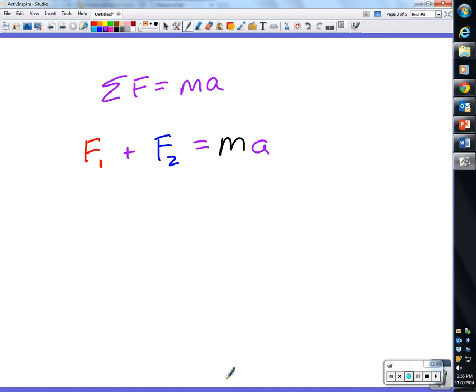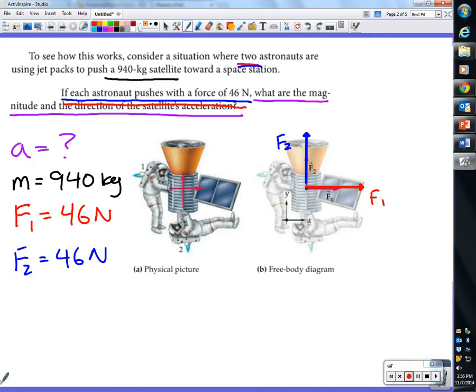Now, so that we don't get confused, that net force is a vector sum. I have it just written as F1 plus F2. But if we add our little vector notation, now we're not just adding the magnitudes of F1 and F2, we're adding the vectors F1 and F2. So before we continue on with this, let's go back to our free body diagram.